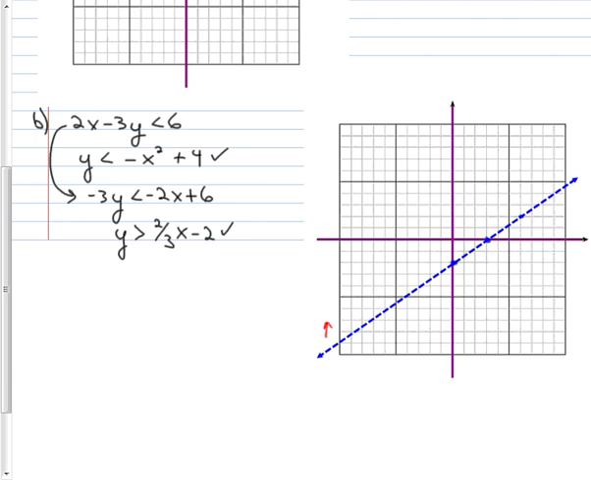What's the shape of this second one, the negative x squared plus 4? That's a parabola. It's a parabola that opens down and has been moved up 4. The vertex is up 4 right over here, and the thing opens down.